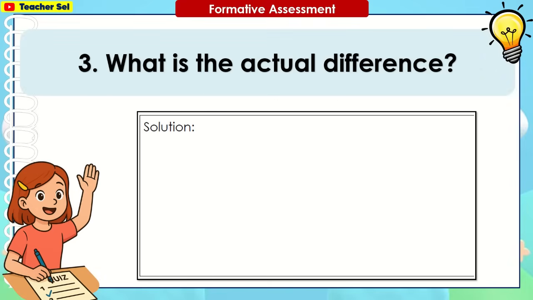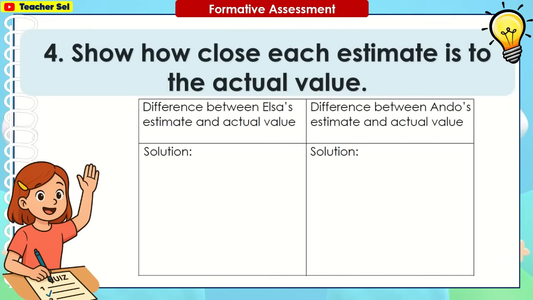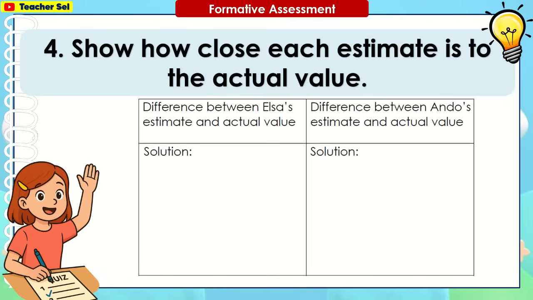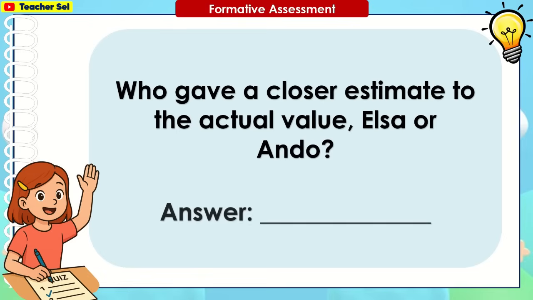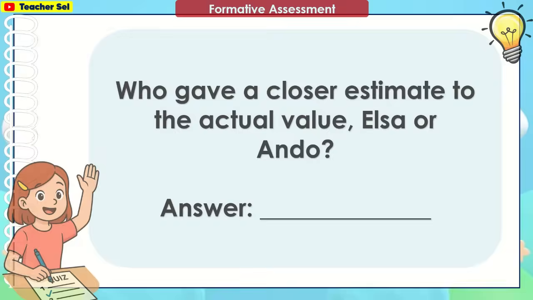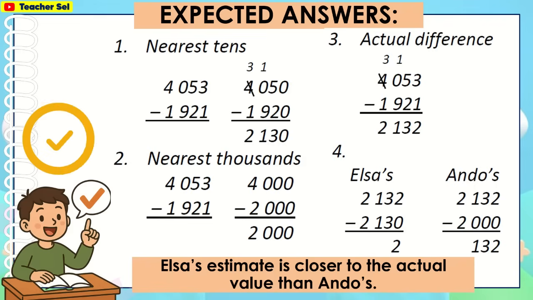What is the actual difference? Show how close each estimate is to the actual value. Who gave a closer estimate to the actual value? Elsa or Ando? Here are the expected answers. Elsa's estimate is closer to the actual value than Ando's.